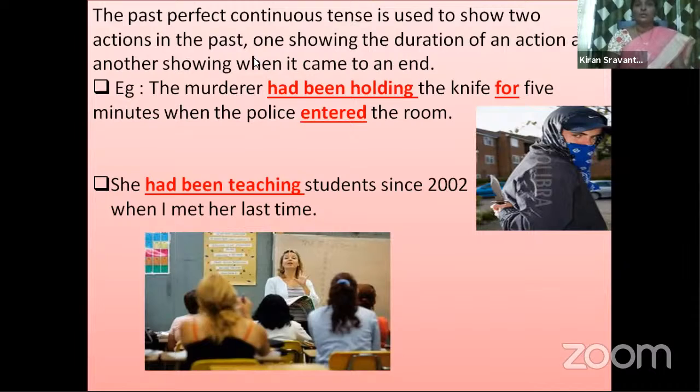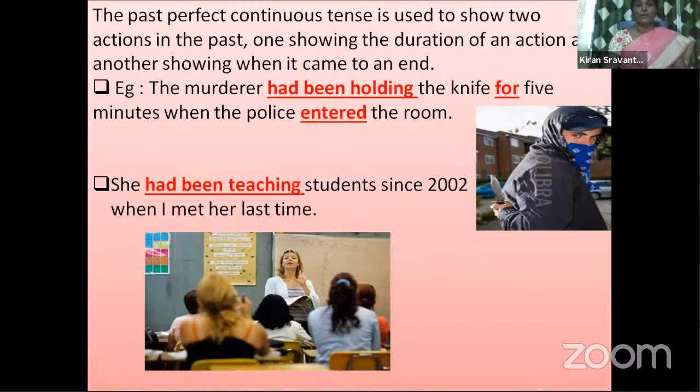So here we find two actions in the past in this sentence. One showing the duration of an action, that is for 5 minutes, and another showing when it came to an end. When the police entered the room, he dropped the knife. That's what we mean to say.